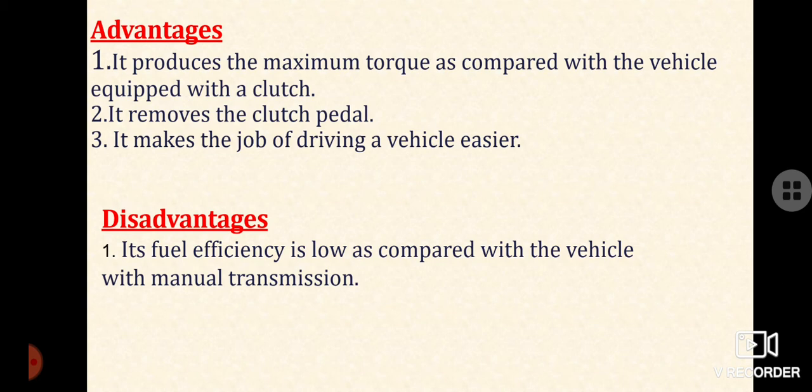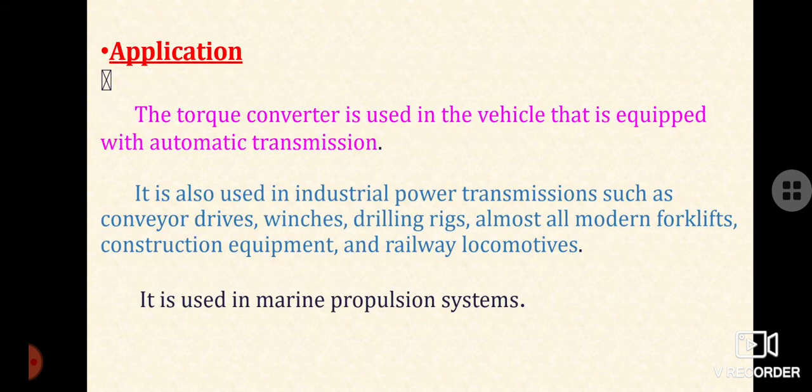Now let's discuss the applications of the torque converter. The torque converter is used in vehicles that are equipped with automatic transmission. It is also used in industrial power transmission like conveyor drives, winches, drilling rigs, almost all modern forklifts, construction equipment, and railway locomotives. It is also used in marine propulsion systems.